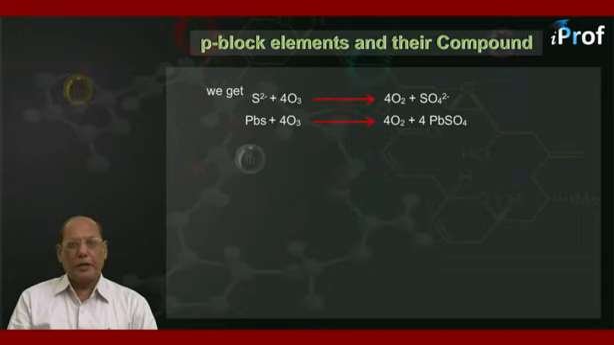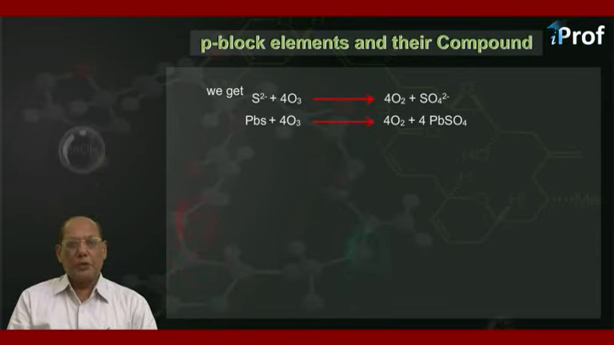We get S2− (sulfide ion) + 4O3 giving 4O2 + sulfate ion, or PbS + 4O3 gives 4O2 + PbSO4.